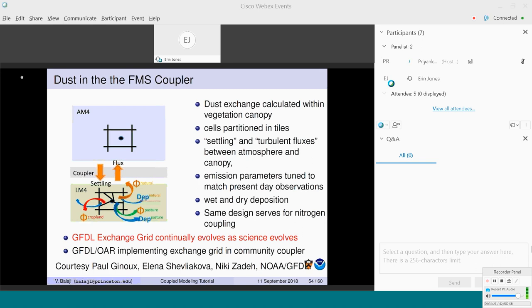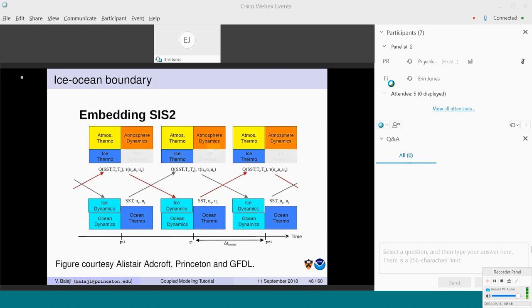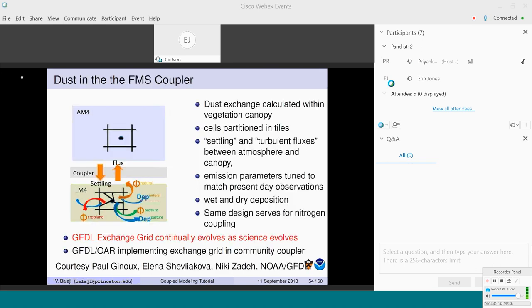In order to make this happen, we have to do a fairly complicated amount of work on the exchange grid, basically. It has to know, in the land cell underneath, what fraction is crop, what fraction is pasture, what fraction is secondary vegetation. So it needs to know about the vegetation types. We had to expose more of what was internal to the land model to the exchange grid to make this coupling happen. So the idea is to show that we keep adding features like this and the exchange grid continues to evolve. And the final thing I mentioned is that we are implementing the grid in the grid community.